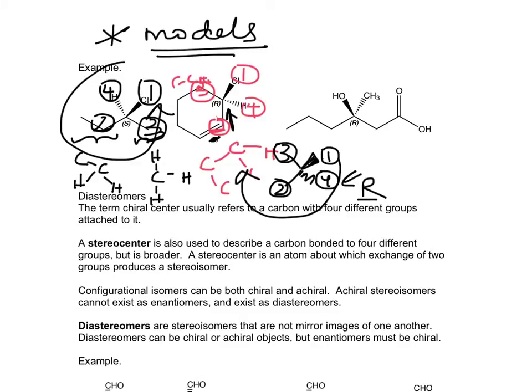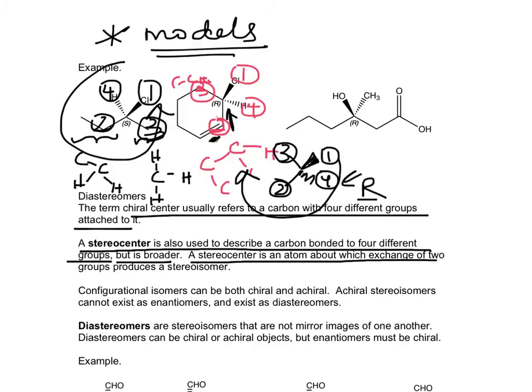So when we talk about a chiral center, we're referring to a carbon with 4 different groups attached to it. A stereocenter is also used to describe a carbon bonded to 4 different groups, but the definition is much broader. A stereocenter is an atom about which the exchange of 2 groups produces a stereoisomer. When we have stereoisomers, they can be chiral and achiral.